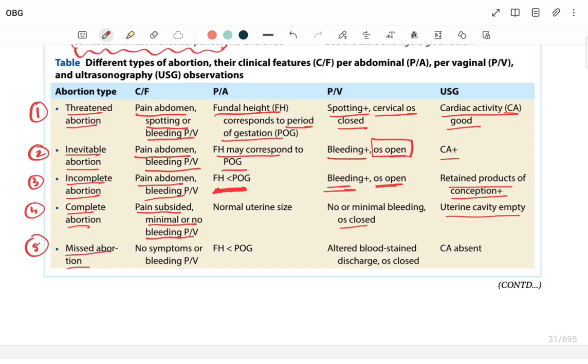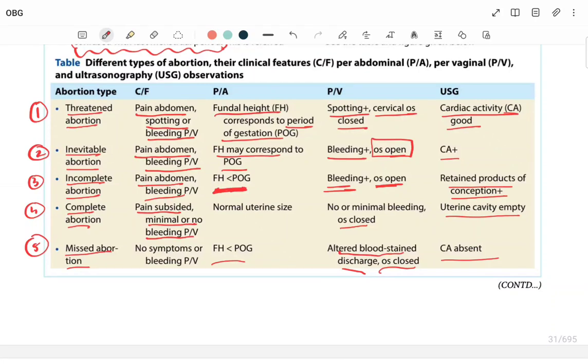Now next, coming to the missed abortion. Clinical features: no symptoms or bleeding PV. Per abdominal examination, the fundal height will be less than the period of gestation. Per vaginal examination, altered blood stain, discharge, and os is going to be closed, and the cardiac activity is going to be absent. So these are the 5 types.